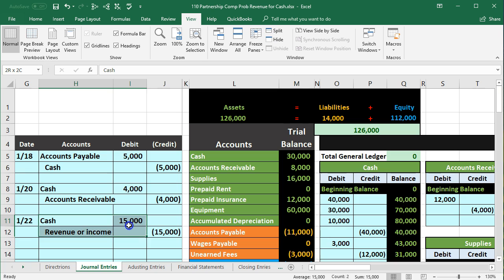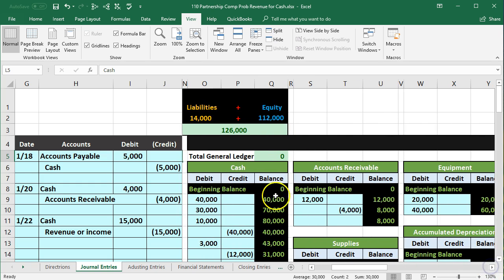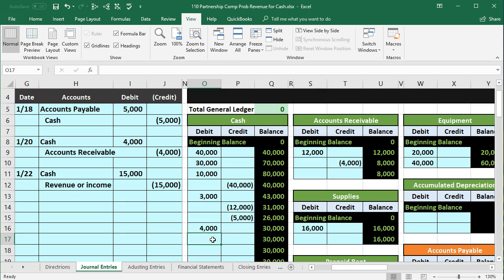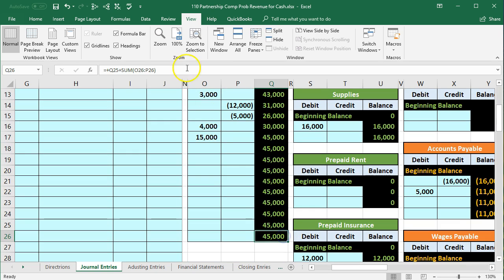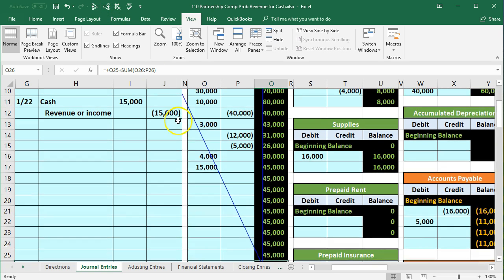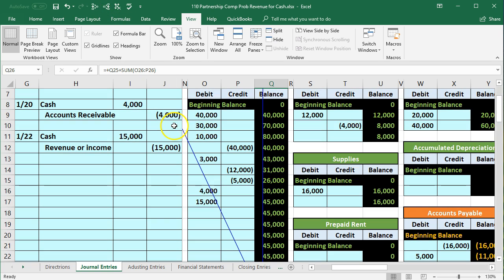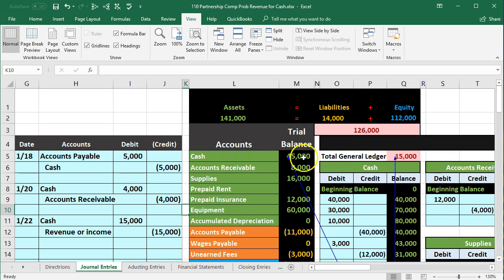So here's the cash first. Here's the first account on the trial balance, cash, and the first account on the GL as well. So we're going to scroll down. We're going to be in cell O17, where we will say equals, point to that 15,000, bringing that 30,000 up by 15 to 45,000. That 45,000 is also on the trial balance, which we can see by clicking to the left of the frozen panes and using the arrows to go right. And there it is, there's the 45,000.